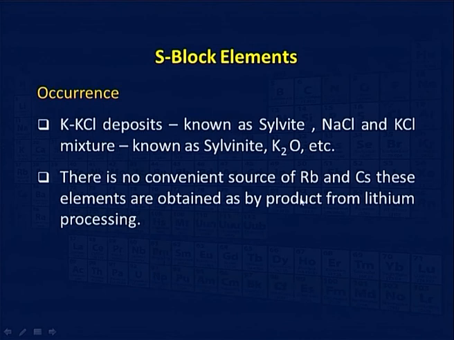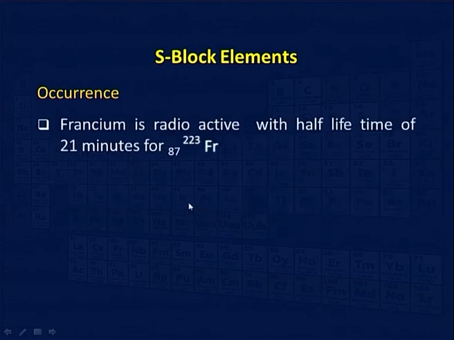Now, there is no convenient source for rubidium and cesium. These elements are obtained as byproduct of lithium processing. Now, occurrence of francium. It is a radioactive element with half life time of 21 minutes and can be designated as francium 223, 87. 87 is the atomic number and 223 is the atomic weight.